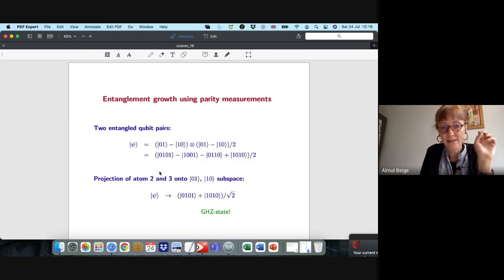Without learning exactly, you measure whether the atoms are in 0, 1 or 1, 0, without measuring which one it is. And in that way, you can take 2 pairs of entangled atoms and make a set of 4 entangled atoms without reducing the number of atoms in the process. So you can fuse smaller entangled pairs together into bigger entangled states.